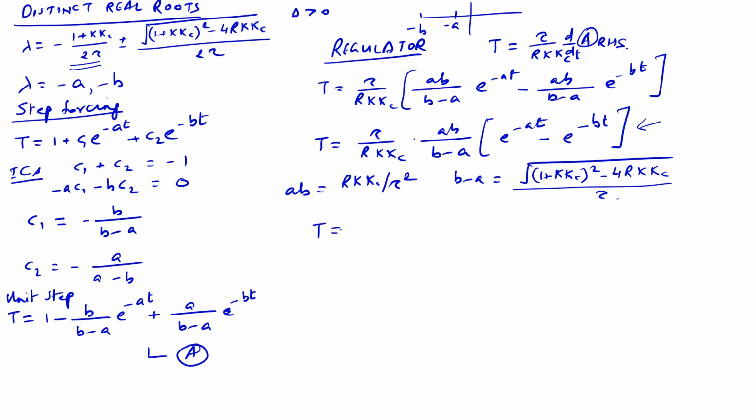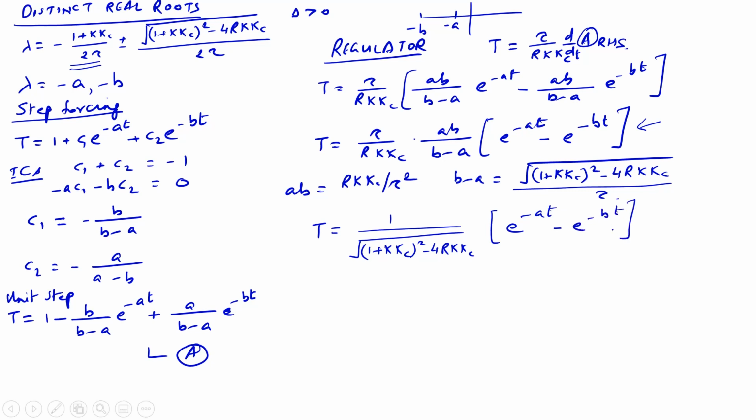when you substitute it, do you see the taus will cancel out, the r kkc will cancel out, and you'll be left with 1 over square root of 1 plus kkc whole square minus 4r kc, into e to the power minus at minus e to the power minus bt.